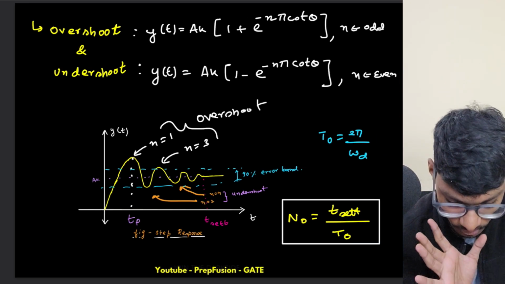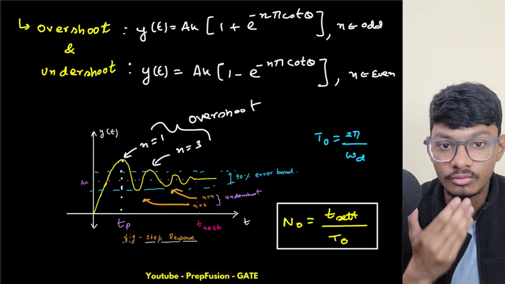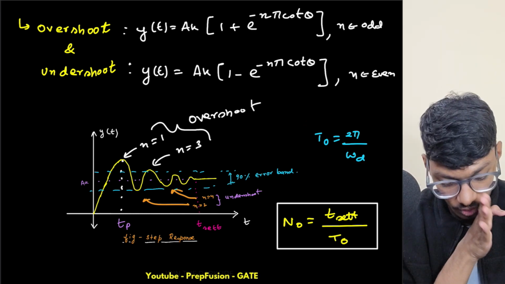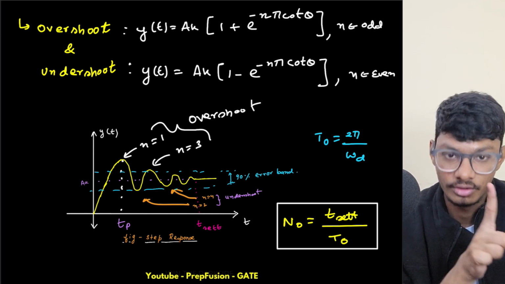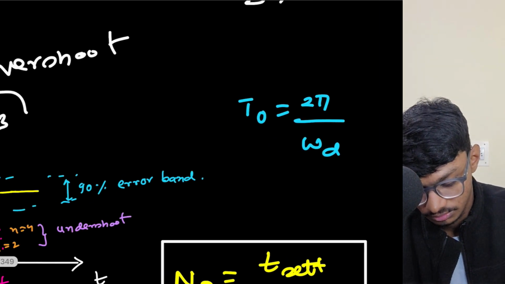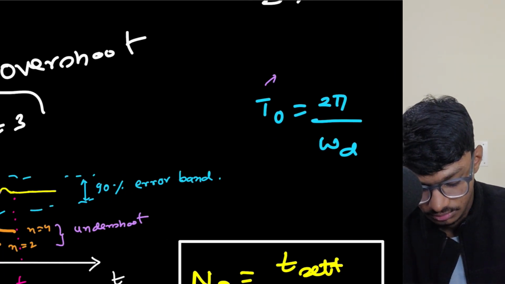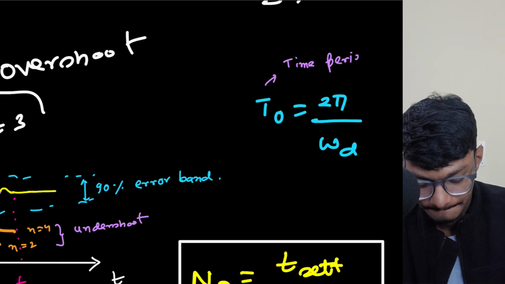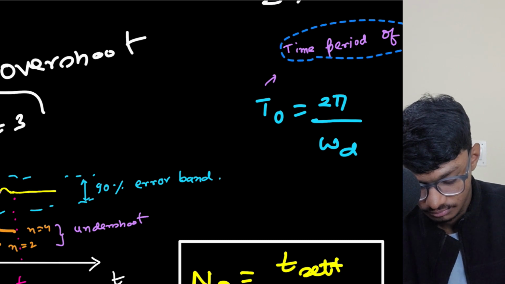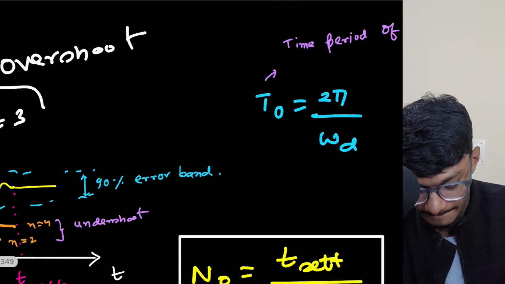Now what do we want to derive here? What is T naught? T naught is the time period of one oscillation.